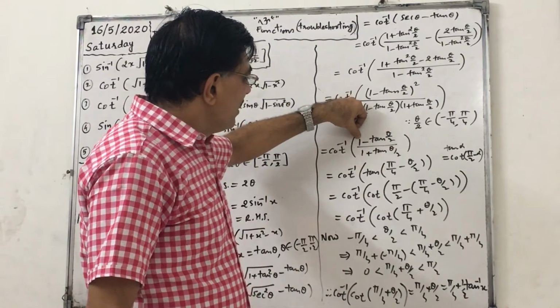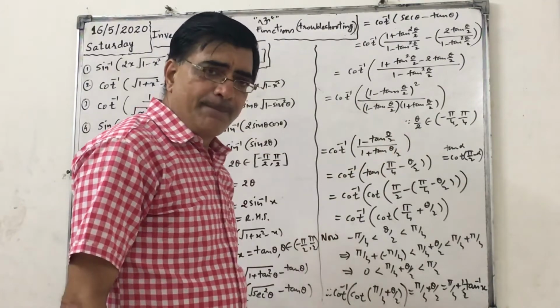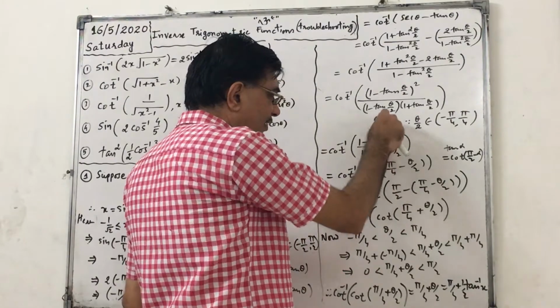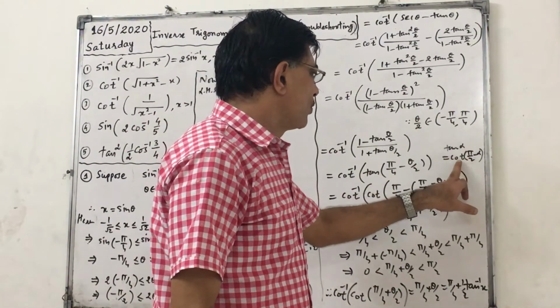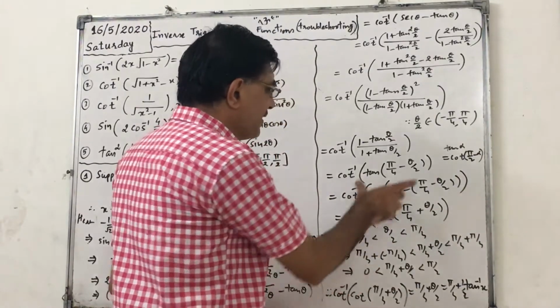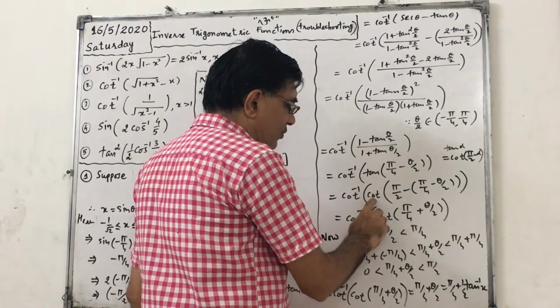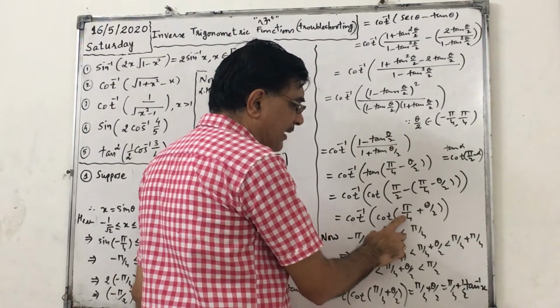This can be written as tan pi by 4 minus tan theta by 2 upon 1 plus tan pi by 4 tan theta by 2. So this can be written as tan of pi by 4 minus theta by 2. This one. Now we know that tan alpha equals cot of pi by 2 minus alpha. So suppose this is alpha, then tan alpha can be written as cot of pi by 2 minus alpha. So cot of, now pi by 2 minus pi by 4 is pi by 4, minus minus plus theta by 2.